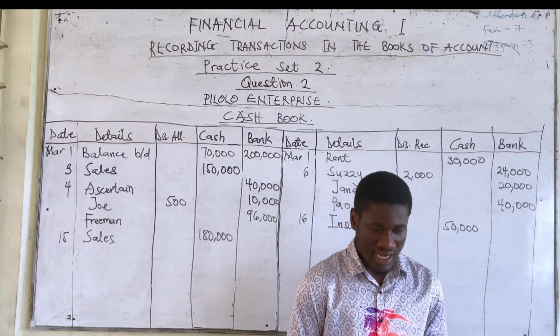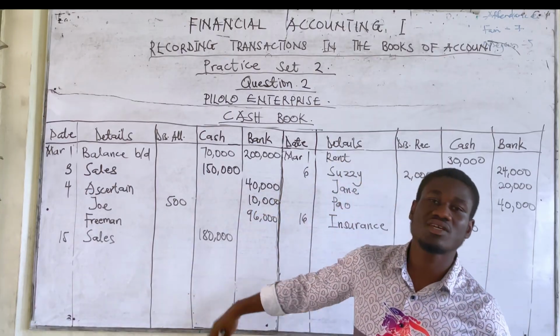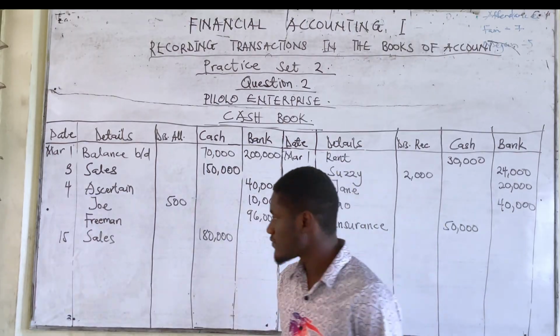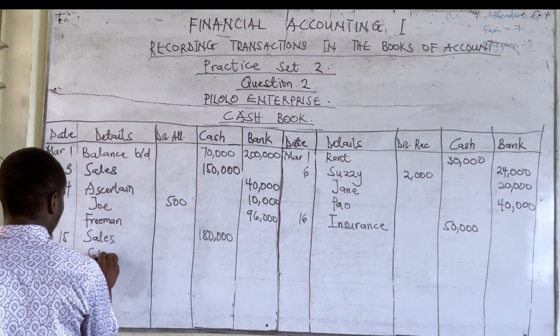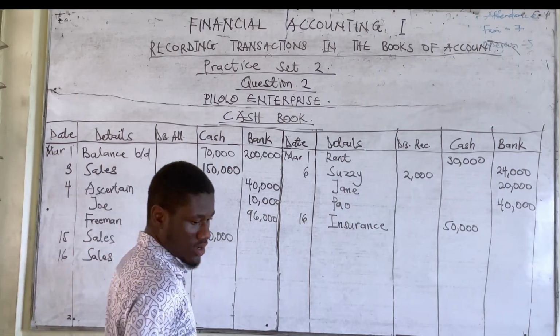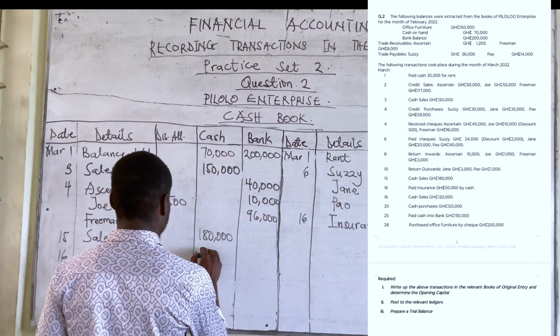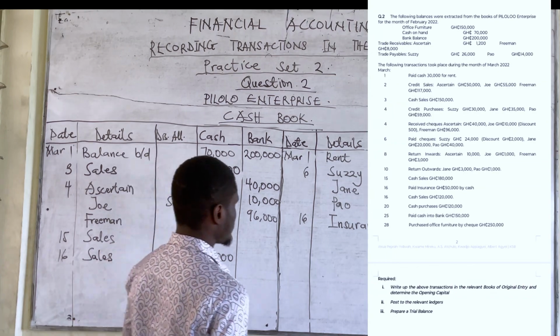It says cash sales 120,000. It's the same thing. So cash sales is going to increase our cash. So the date is 16. The amount involved is 120,000. Good.